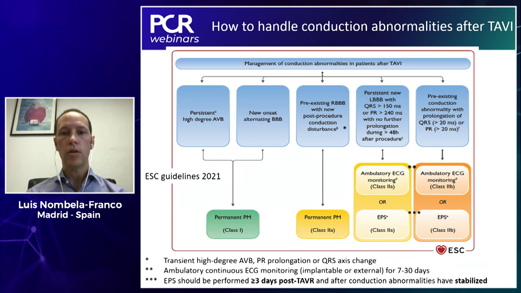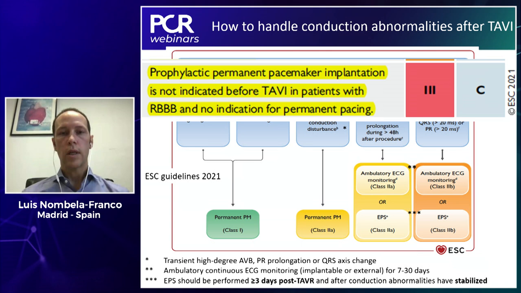And of course, also the last recommendation from the guideline is that using a prophylactic permanent pacemaker in patients with a right bundle branch block at baseline prior to the procedure is not indicated. Thank you.